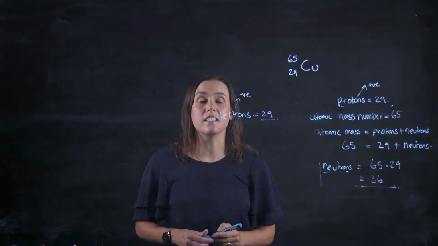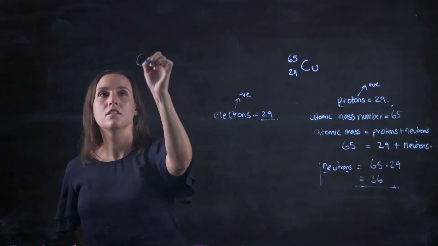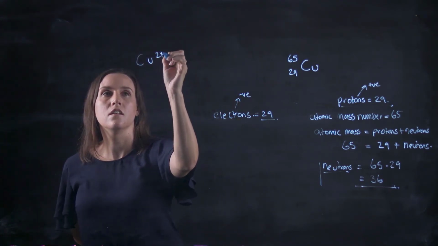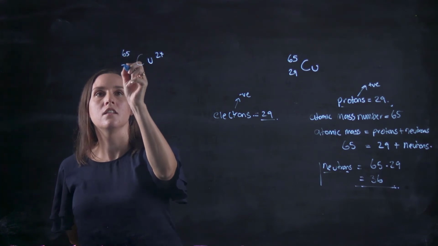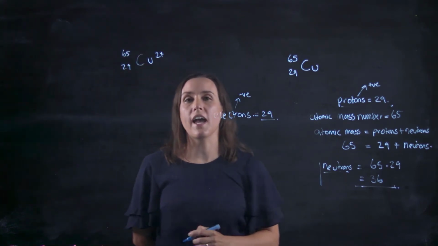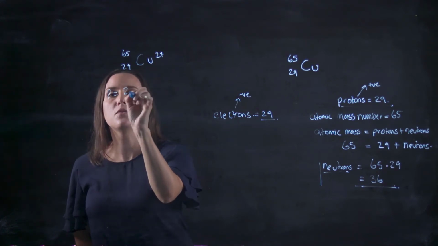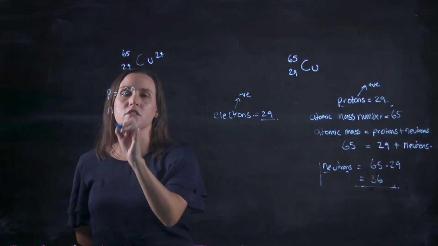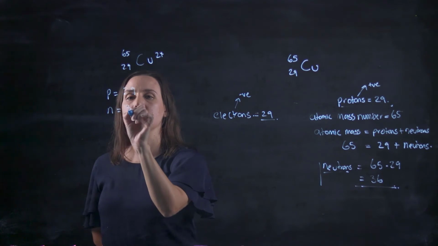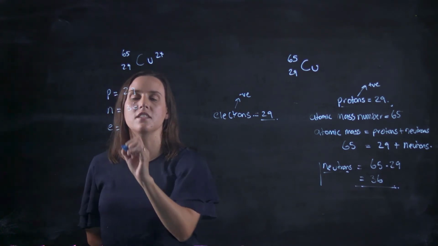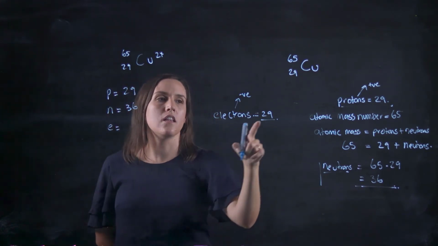Now let's say that this was a copper 2+, and we wanted to work out the number of electrons. So the number of protons would still be 29. The number of neutrons would still be 36. But the number of electrons now will be 29.